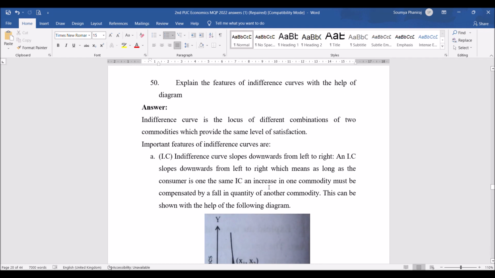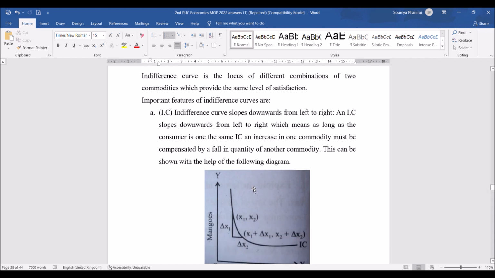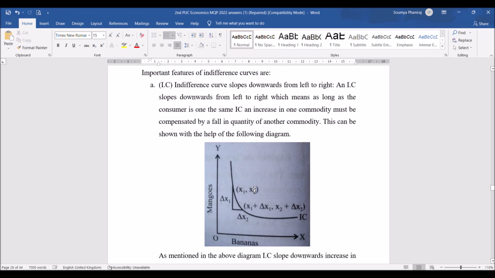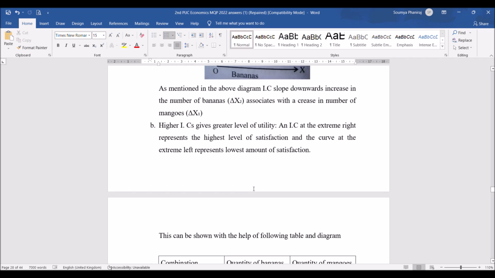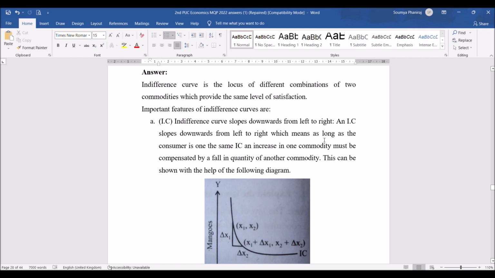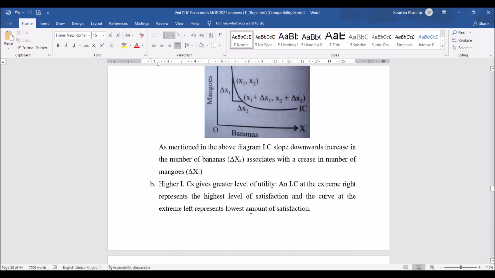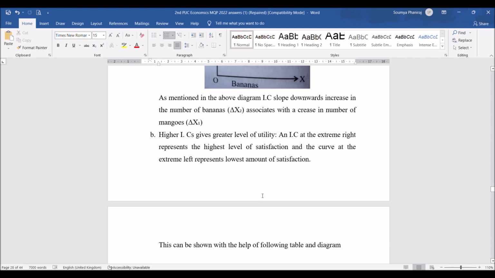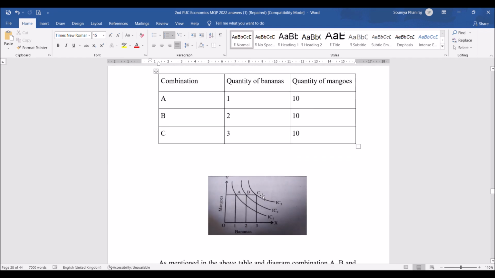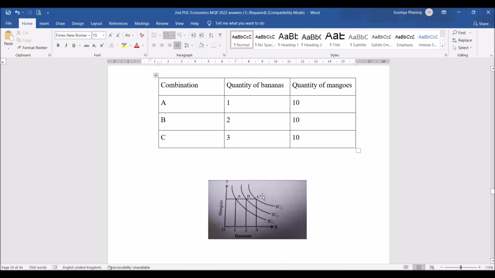50th question, explain the features of indifference curves with the help of a diagram. So indifference curve is the locus of different combinations of two commodities which provide the same level of satisfaction. So again, when you're writing the features, you can either use bullet points like this. A, how does the slope behave, downwards from left to right. The next thing is about the level of utility, and there is a table and a diagram. So there should be a table written and the diagram or the graph explaining the table has to be done.